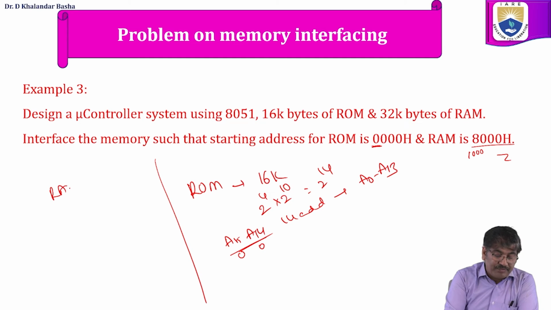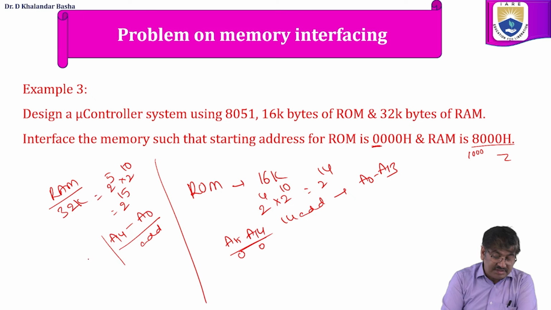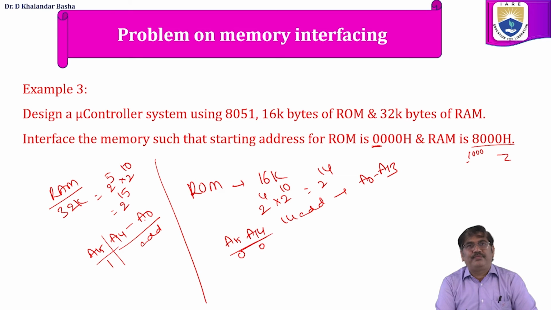When it comes to RAM, the RAM size given is 32K, where 32K we can write as 2 to the power of 5 into 2 to the power of 10, which is equivalent to 2 to the power of 15. So 15 address lines are required. So that is from A0 to A14 that will be used for address generation, whereas A15 is left out for decoding. If you observe, the RAM decoding address starts with 8. 8 means the upper bit is always 1. So in this case, we are going to take A15 as 1.